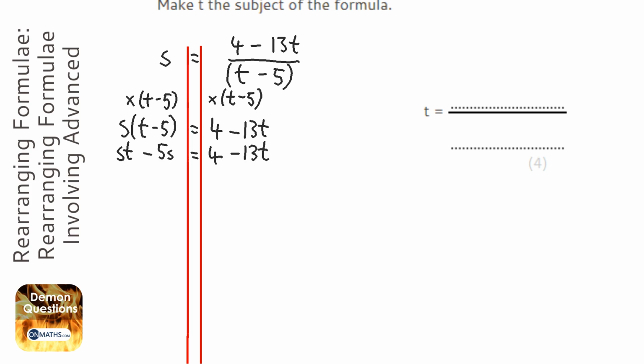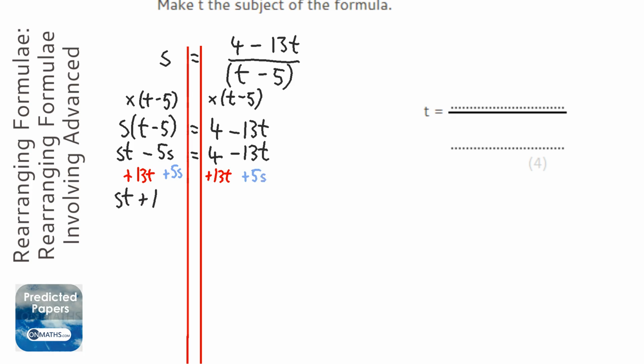Right, next thing we want to do is get all the t's onto the same side. So I'm going to add 13t to both sides. But I want to get rid of anything on the left hand side that's not a t term, so I'm going to get rid of that 5s. So I'm going to plus 5s both sides. When I do that, I've got st plus 13t on this side, and I have 4 plus 5s on this side.